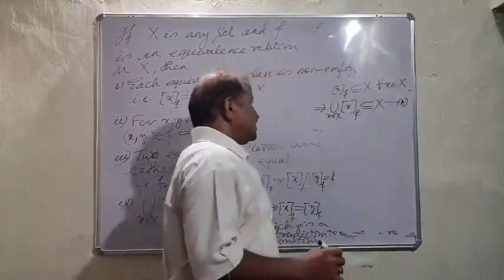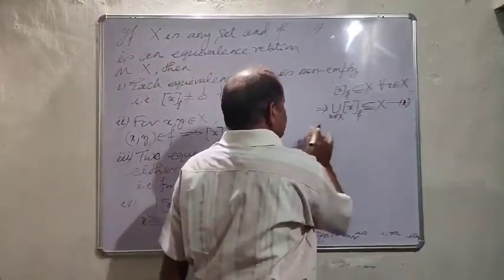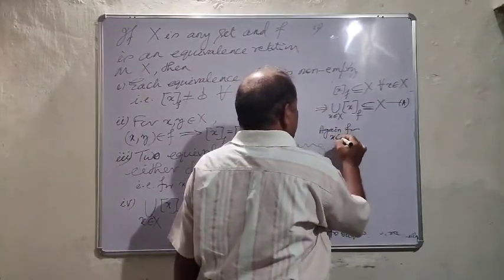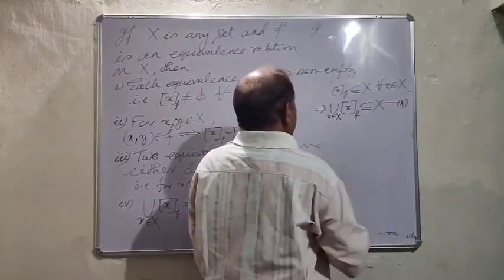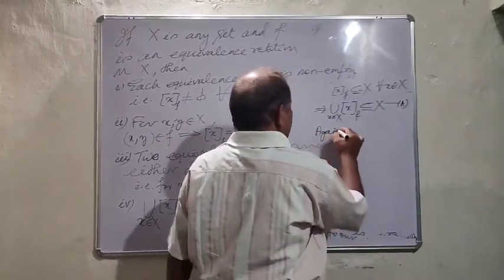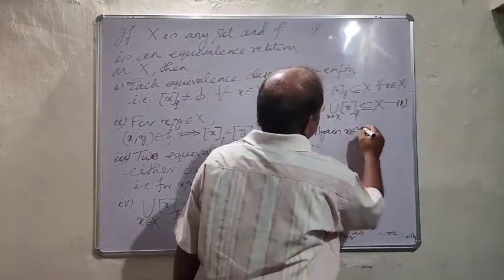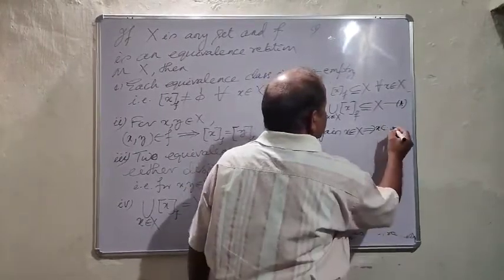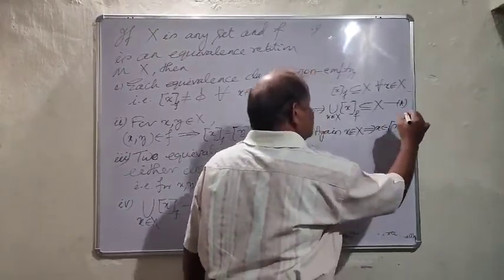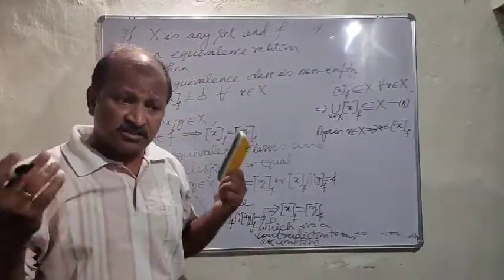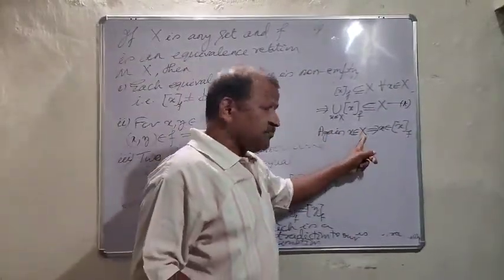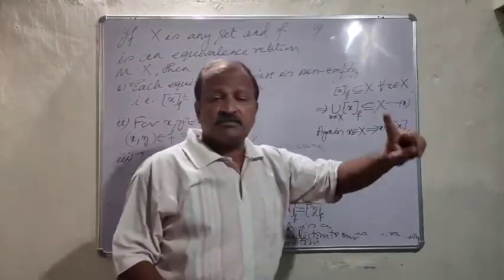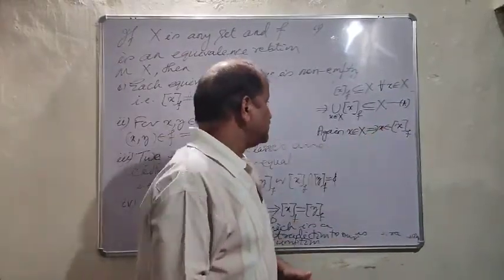Suppose this. Then again, x belongs to X implies x belongs to the equivalence class of x. Clear? Because the relation is reflexive, x is an element of X, so it must be related to itself. So it must be in the equivalence class of x, right?